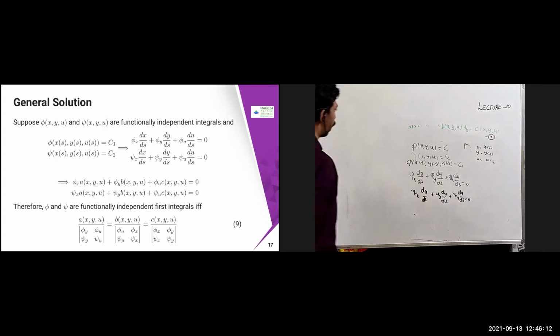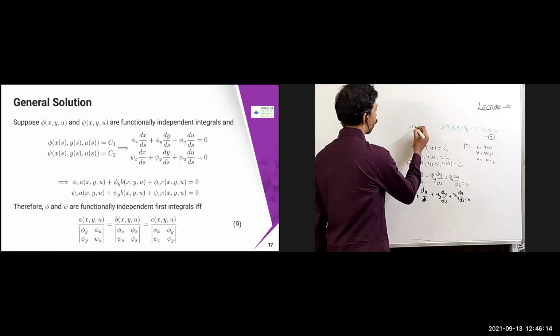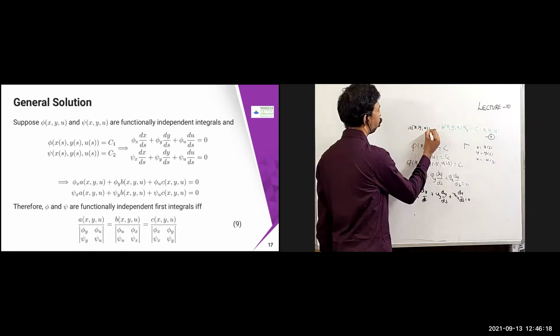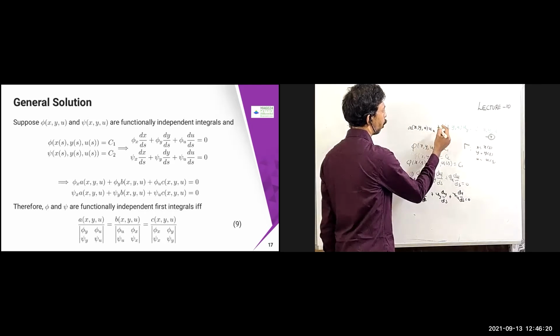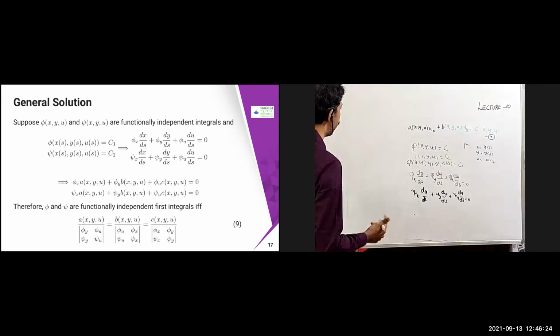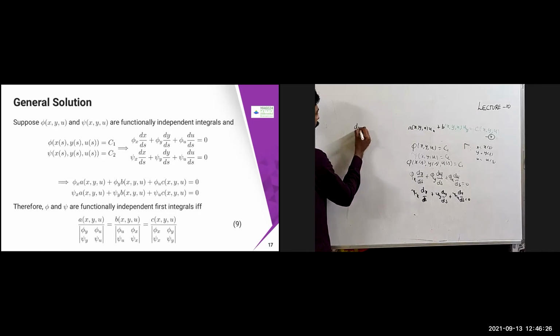Okay. But see, this is our problem: A of x, y, u, u_x plus B of x, y, u, u_y equals C. So for this one, what is the characteristic system actually? The characteristic system is dx/ds equal to A, dy/ds equal to B, and du/ds equal to C. Okay.